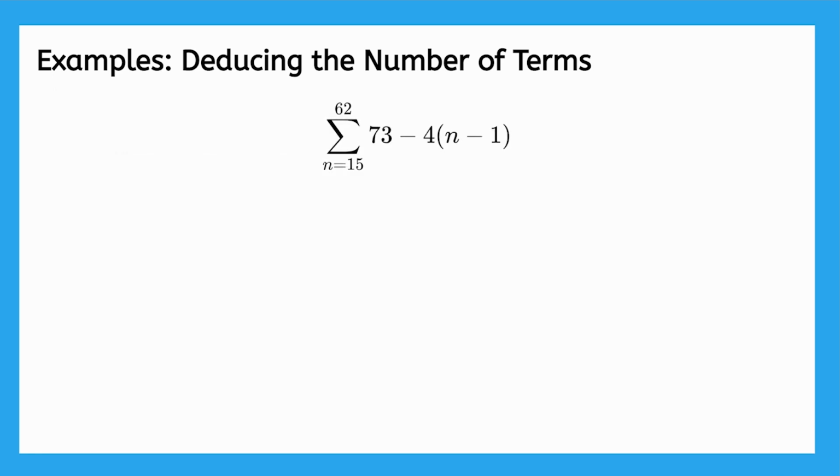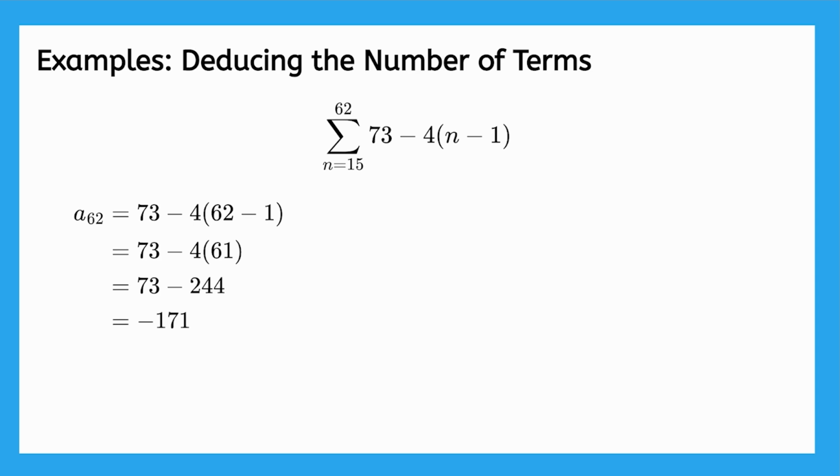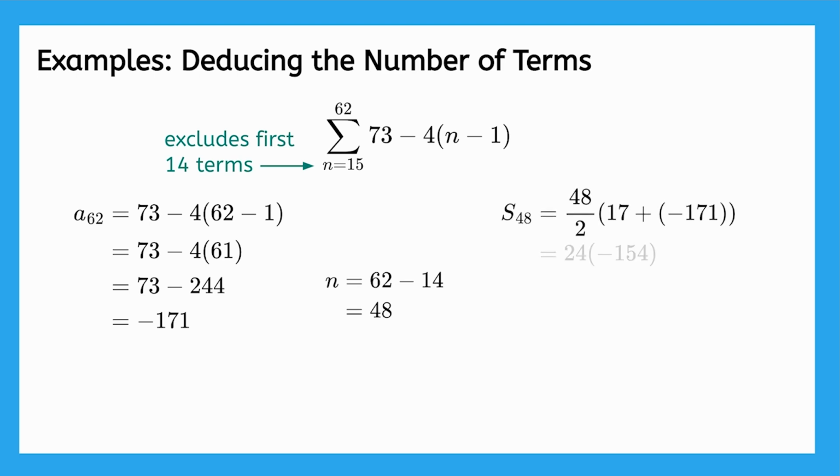For this first series, we need to find the last term. By substituting 62 into the explicit formula and evaluating, we find that the 62nd term is negative 171. This series also doesn't start at term 1, so we have to take into account that the first 14 terms have been excluded, meaning this series only has 48 terms. Now we've got everything we need, so we substitute everything into the arithmetic series formula and find that the series has a total sum of negative 3,696.